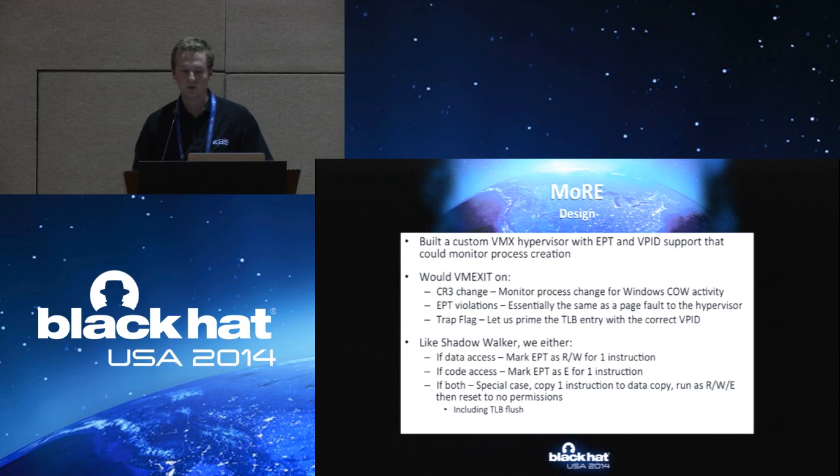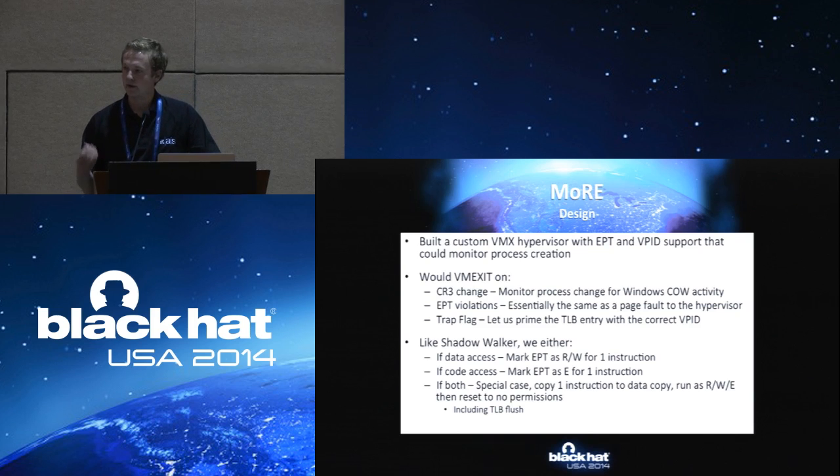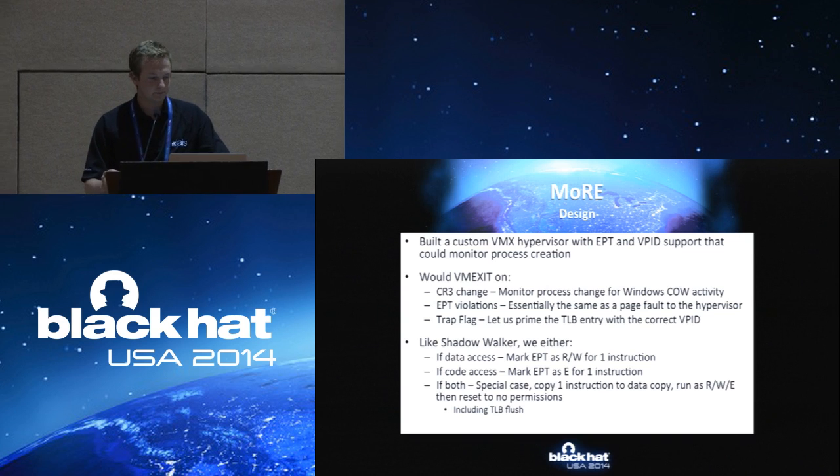So what did we do? In about 2 months, we built a custom VMX hypervisor, and we added EPT and VPID support so that we could monitor process creation. We were doing it all in Windows just to make it nice and easy. We had a list of file names, like test.exe, etc., that we would trap on, that we wanted to split the TLB for. And so we would monitor whenever a new process was created. This was all a Windows kernel module.